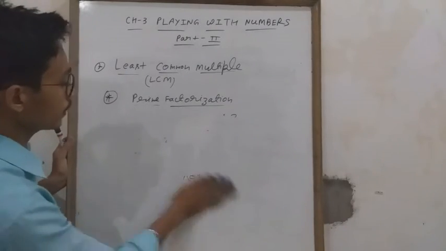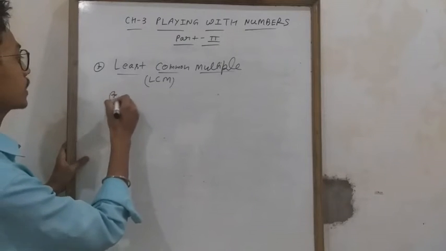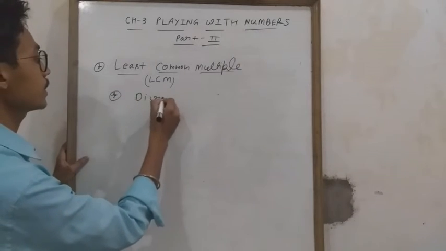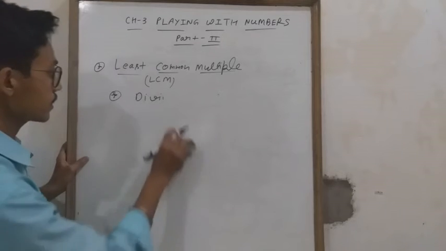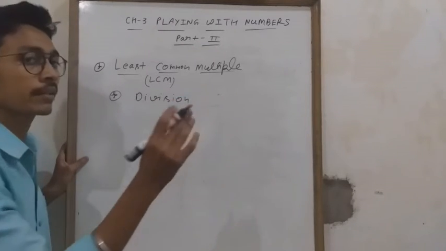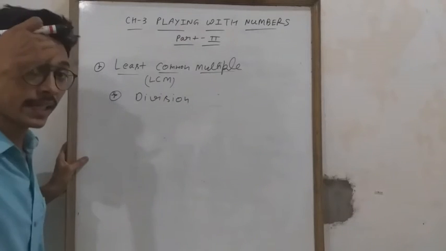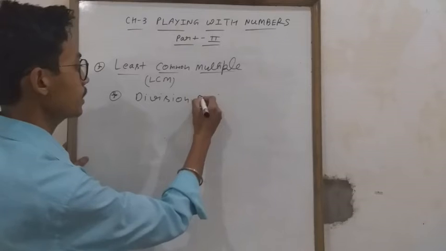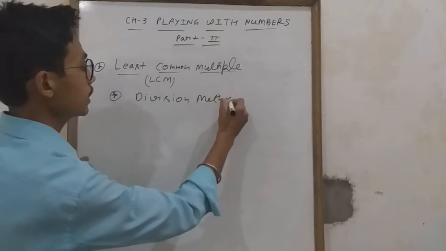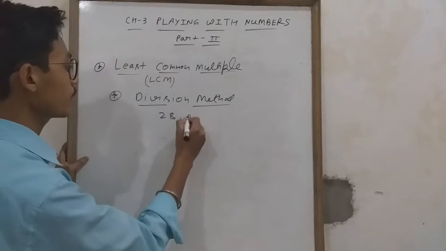Up next, student, next is the division method. What is the division method? I will explain the division method. Next is the division method, student. This is very easy, but in examination if division method is given, you have to apply division method. If prime factorization is given, you have to apply prime factorization. Division method, see everyone, this is very easy. If 28 and 42 you have to find out.